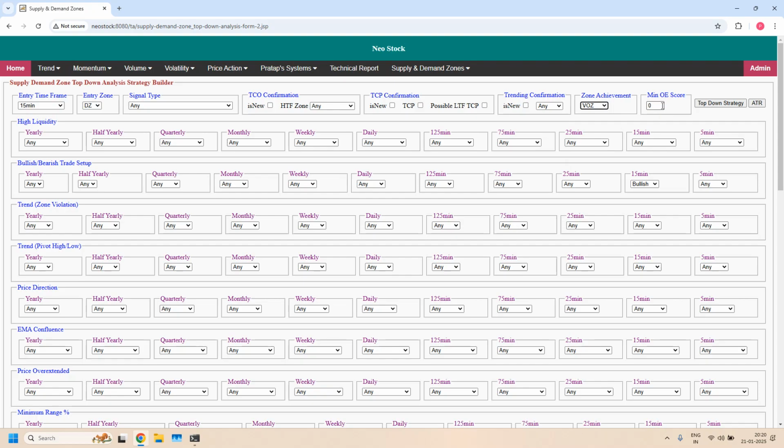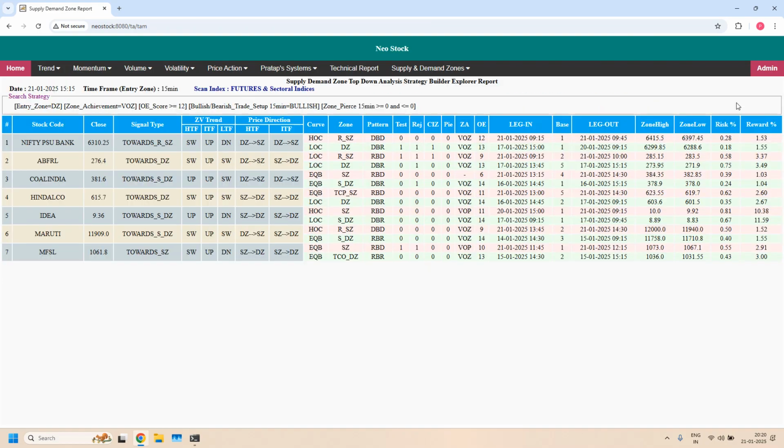Zone achievement violated opposing zone. Minimum odd enhancer score 12. All 3 filters are applied to the 15 minutes demand zone. Now we got 7 stocks. These 7 stocks are supporting the bullish trade setup for daily income trade. And these entry zones are 15 minutes demand zones.